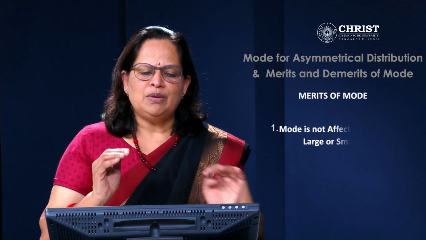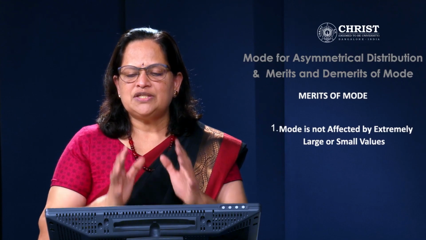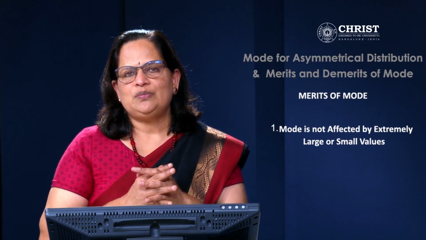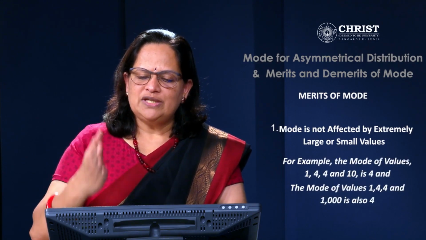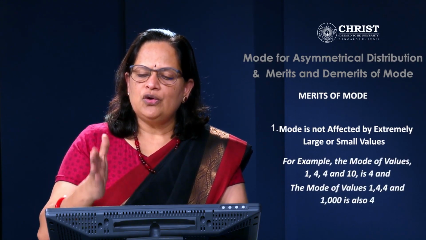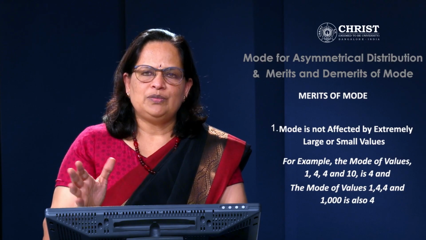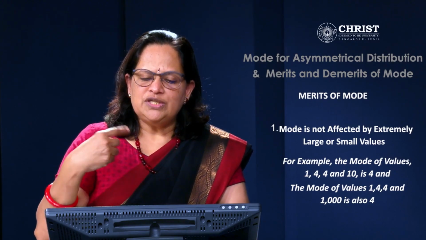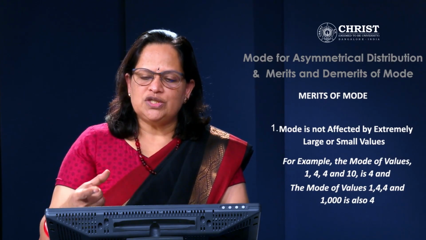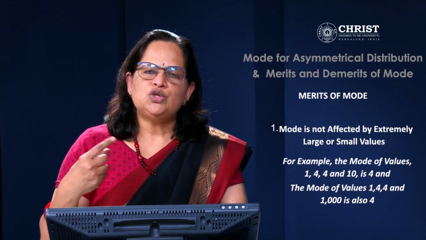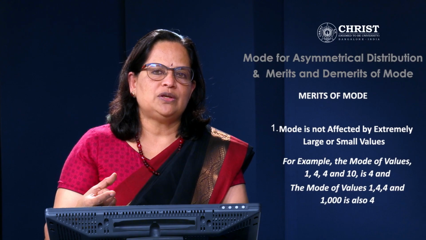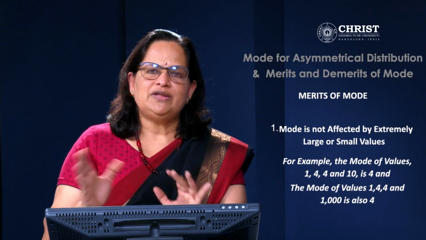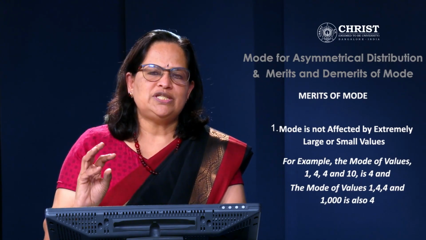So now we are going to the merits of mode. One thing you have to remember: mode is not affected by extremely large or small values. Now how can we say that? For example, the mode of the values 1, 4, 4 and 10 is 4. Again, if you take 1, 4, 4 and 1000, then also the modal value is 4, because mode is the value which is maximum repeated in the distribution. So even if you are substituting with extreme values, the value of mode is not changing.